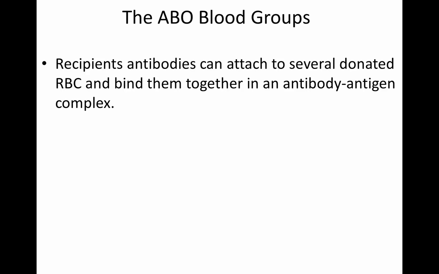It is best to receive your blood type if you are in need of a transfusion, but some of you are able to receive donor's blood that is not your type. But what happens when you receive blood from an incompatible donor? The recipient's antibodies can attach to several donated red blood cells and bind them together in an antibody-antigen complex.